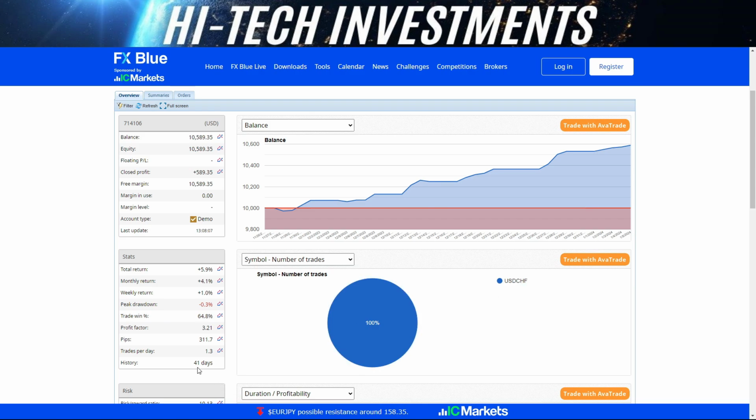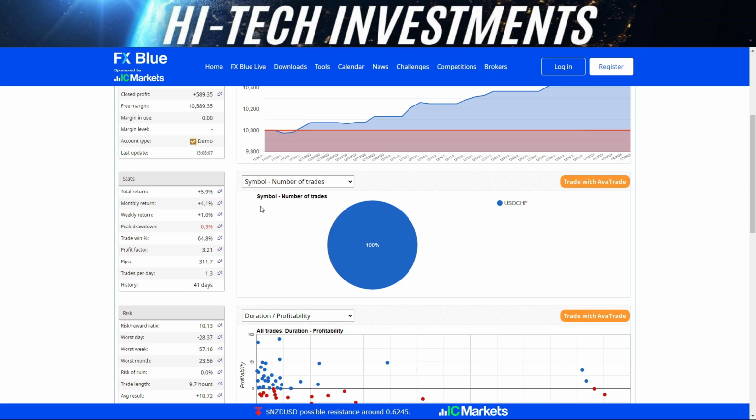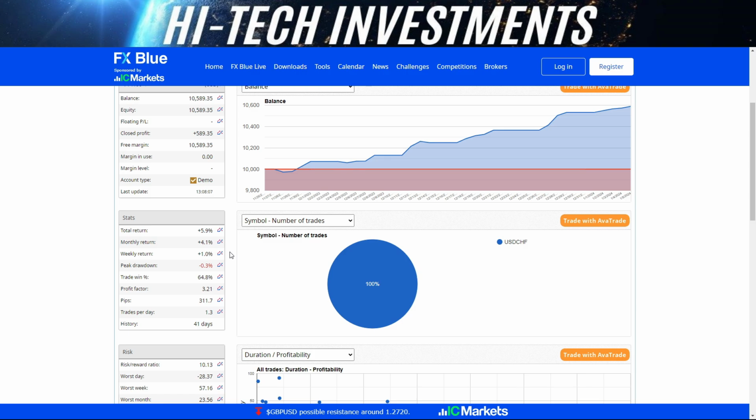US Swiss francs. This is a new one, 41 days, has made 587, and again, no floating profit or minus. Total return 5.9, monthly returns is 4.1. So that's certainly on the high side for this particular one compared to the other ones, because if we then translate it into 1,000, it's a monthly return of 41%. Weekly returns is at 1%. So quite high overall.